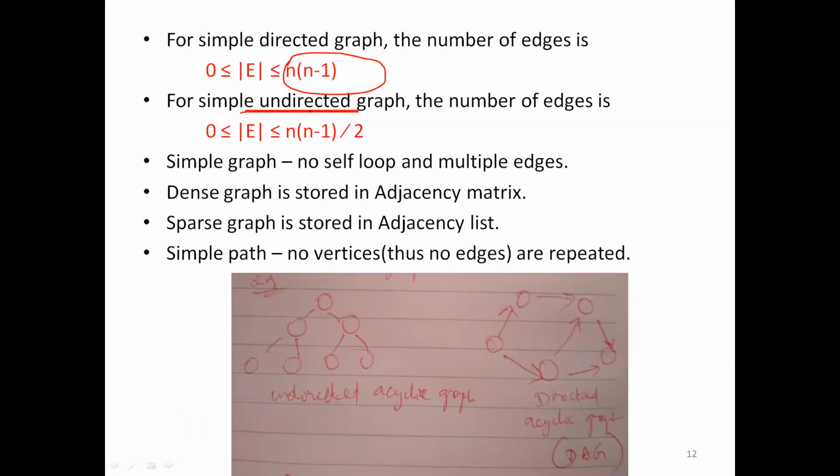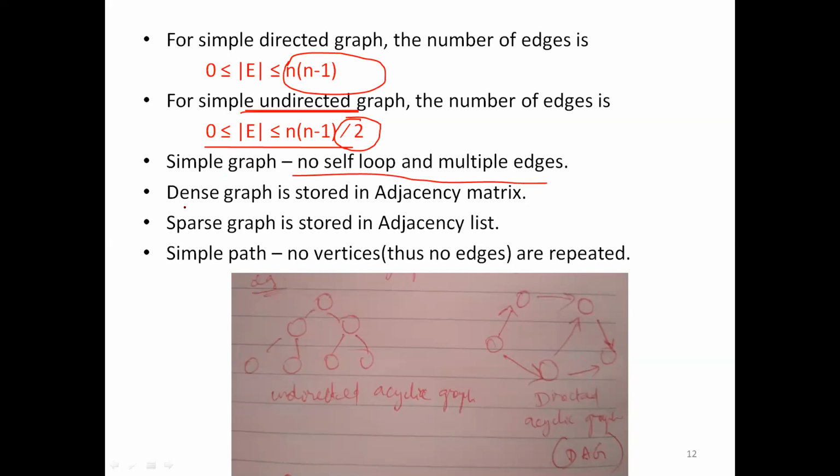In case of a directed graph, if there is a direction from A to B and no direction from B to A, what happens? The number of edges is reduced in case of an undirected graph. That is n into n minus 1, divided by 2. So what is a simple graph? No self loop and no multiple edges.